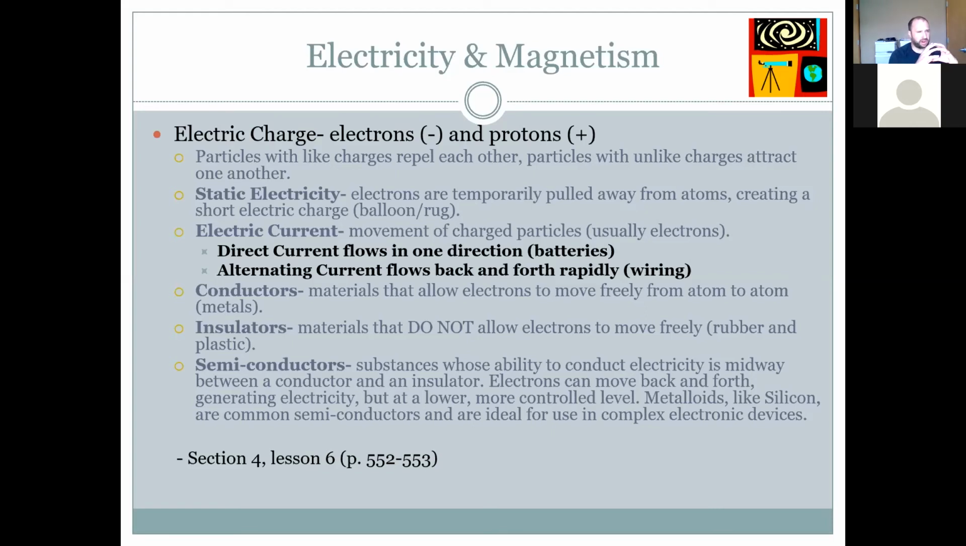But then they're coated in rubber so that we can go and grab the wire and not shock ourselves. Right? If we were to cut that rubber wire open and just grab that metal wire while it's actively generating electricity, we'd shock ourselves. Okay? So insulators are material that do not allow electrons to flow freely. Okay?